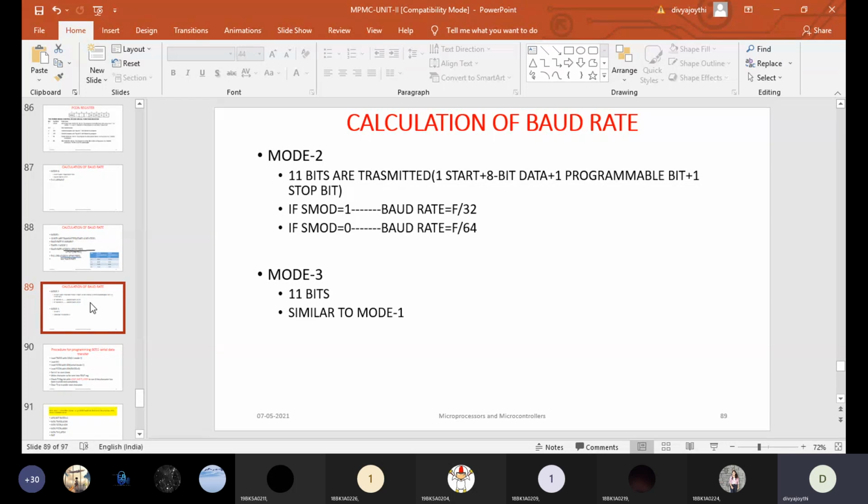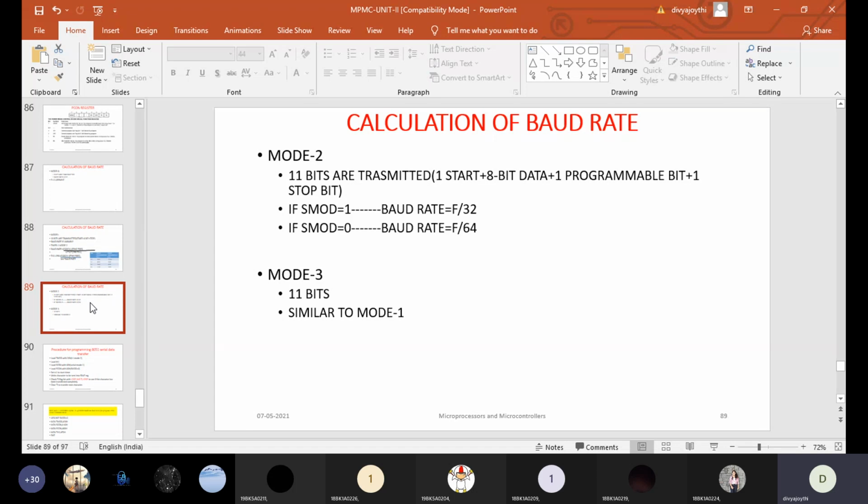So the baud rate of mode 2 has some predefined values, but it has two baud rates: one is f by 32 and another one is f by 64. Which one needs to be selected depends upon the value of SMOD. If SMOD is equal to 0, then f by 64 needs to be selected to calculate the baud rate in mode 2, and if SMOD is equal to 1, then the baud rate is going to be f by 32. So that's about mode 2.